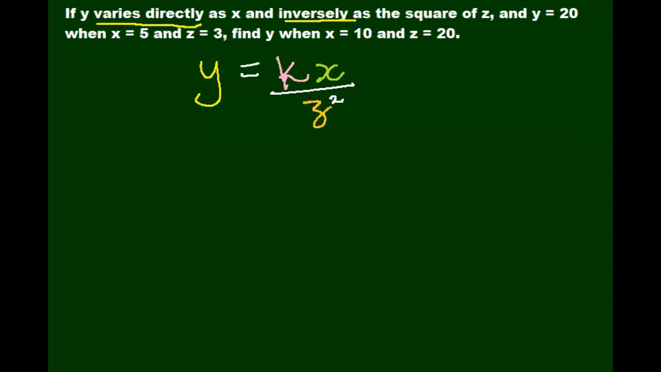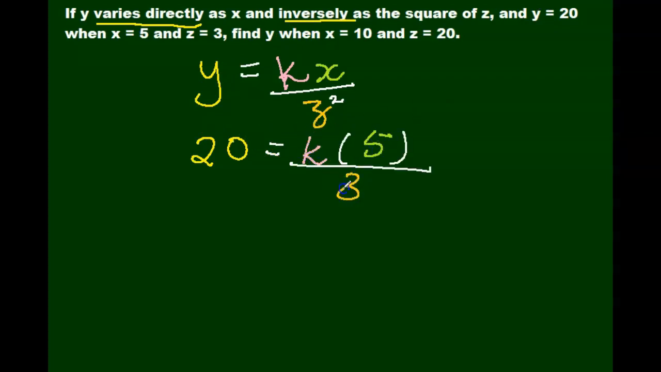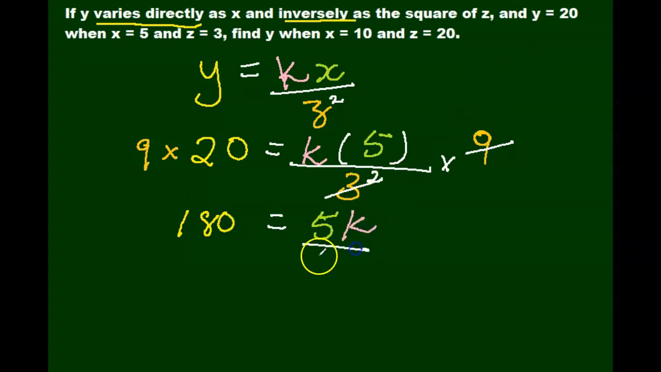Now that we've written down our equation, we can plug in our numbers. So we're going to take the next set of information here, so y equals 20 equals, we don't know what our k is, x equals 5, and z equals 3, and don't forget the square. 3 times 3 is 9, so I'm going to multiply both sides by 9 to get rid of my 3 squared. 9 times 20 gives me 180, and I'm left with that being equal to 5k. Divide both sides by 5, and that leaves us with k equals 36.